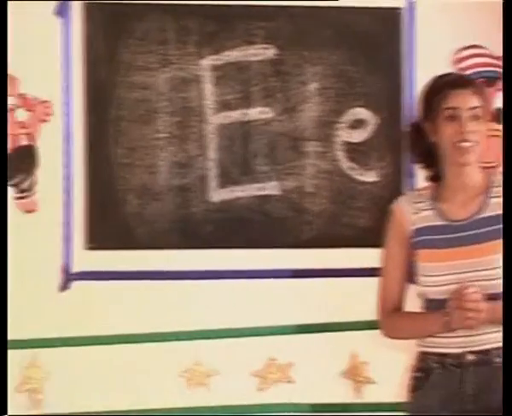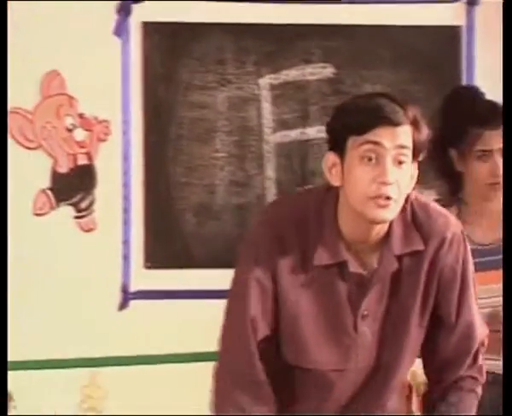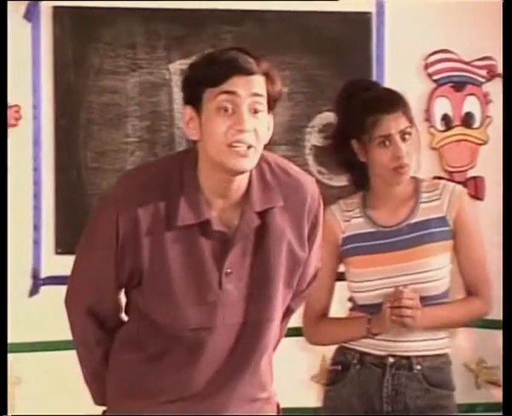Okay, children. I have something for you which starts with E. Here we go. E for elephant. What is this? Elephant. E also stands for E for Eyes. E for Eyes. And after E comes the letter F.